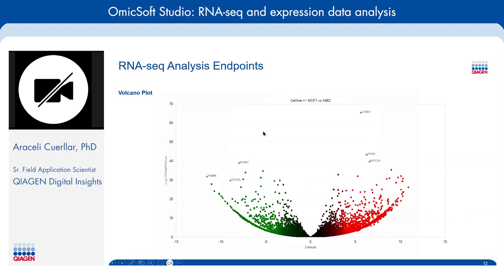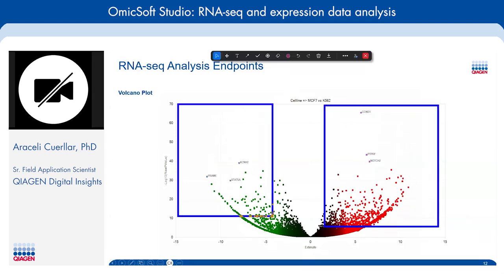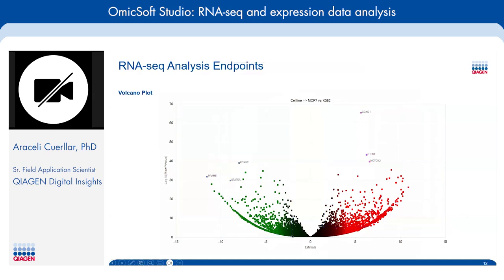Now, a common output many users like you want to look at is a volcano plot of their expression data. And so this gives you an overall view of how genes are either going to be upregulated in your data or downregulated in your data between your groups. And so here we can identify significantly upregulated genes by taking a look at the right-hand side, and significantly downregulated genes by taking a look at the left-hand side between your experimental conditions.